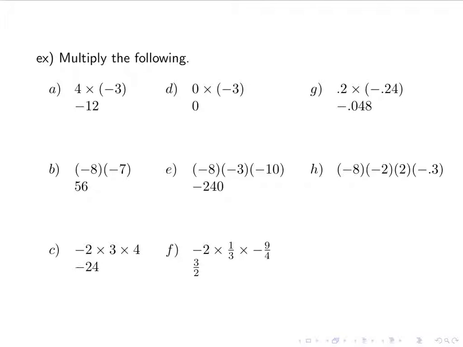Negative 8 times negative 2 times positive 2 times negative 0.3. There are three negatives, so our answer should be negative. And then 8 times 2 times 2 times 0.3 is 9.6. So we get negative 9.6. The last one for multiplication, negative 2 times 3 times 10/3. That's one negative sign, so our answer is negative. The 3's cancel, and we get negative 20.